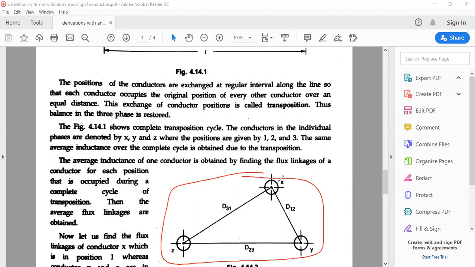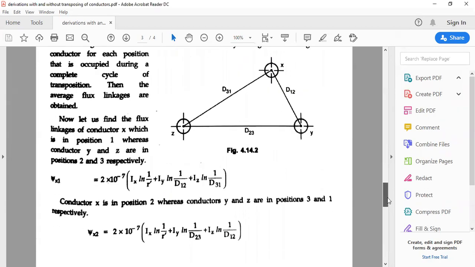So this is conductor X, conductor Y, and conductor Z, replaced by positions 1, 2, and 3, with distances D12, D23, and D31. Next, if I want to analyze the system, how can I write it? Let us find the flux linkage of conductor X in position 1, with Y and Z in positions 2 and 3.